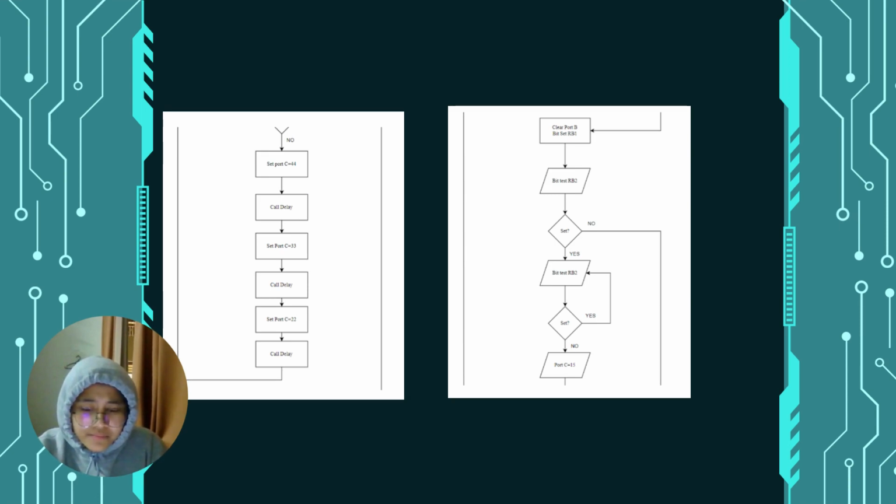Okay, next, when the bit test port B, which is 2, is set to no, then it goes to bit test RB3, where if it's yes, then bit test RB3, go to set again, and if it's yes, it goes back to set bit test RB3 until it says no. Then we set port C44, call delay, set port C33, call delay, set port C22, and call delay again, and go back to stop. To clear port B, set port B to 0 and end.